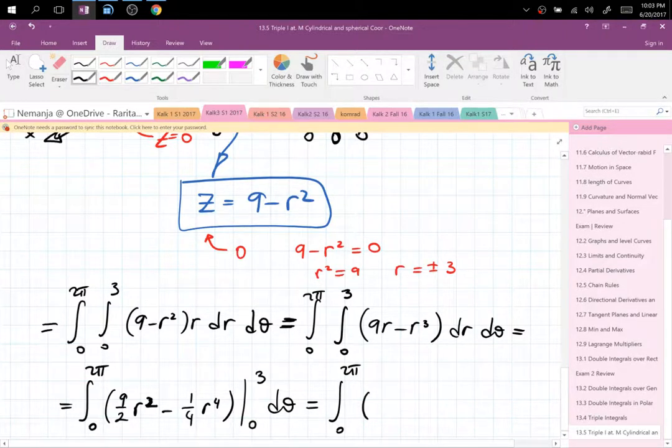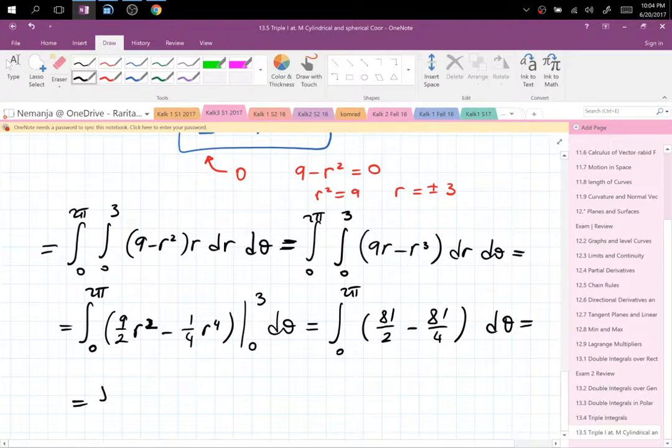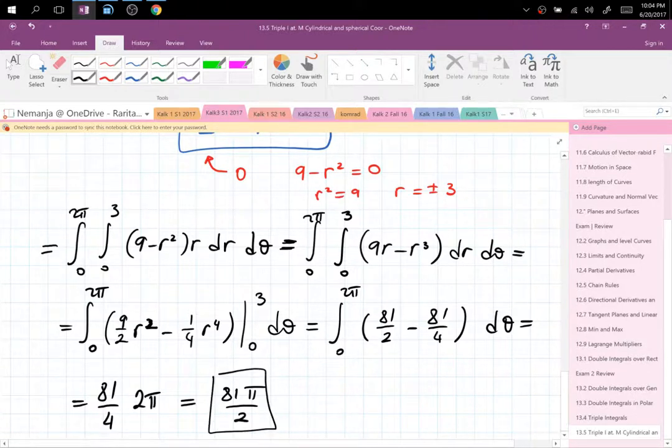Plug in 3. That's 81 over 2 minus 81 over 4. So that's all together 81 over 4. That's a constant, kick it outside. And then integrate d theta, that's theta, that's 2 pi minus 0. So 81 pi over 2. That will be the volume.